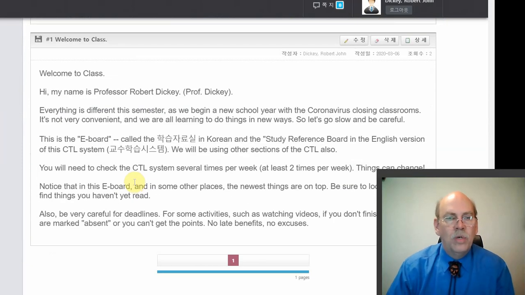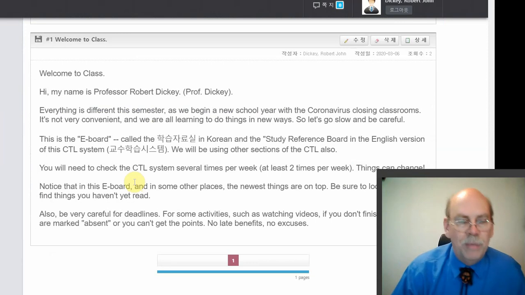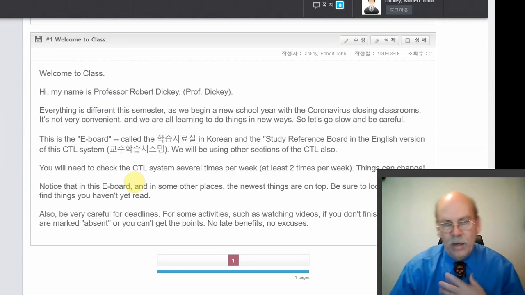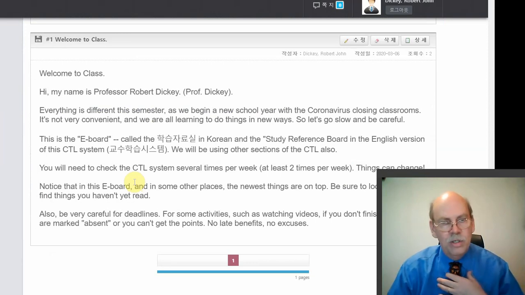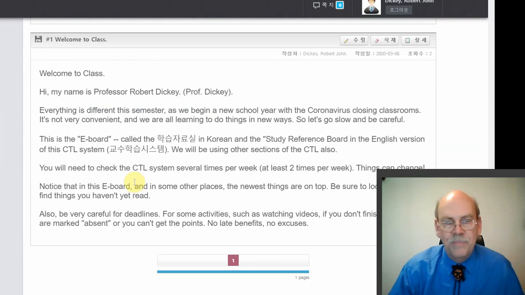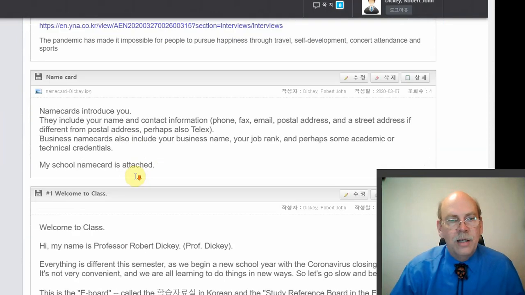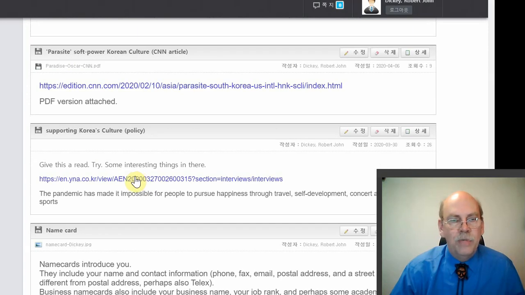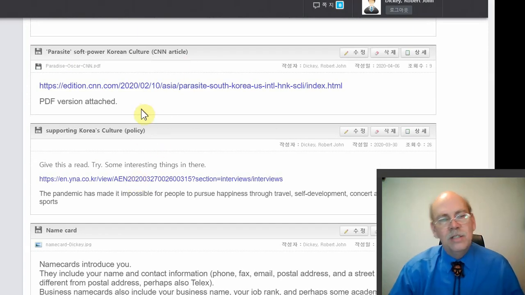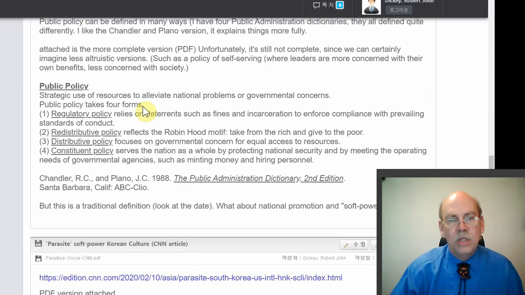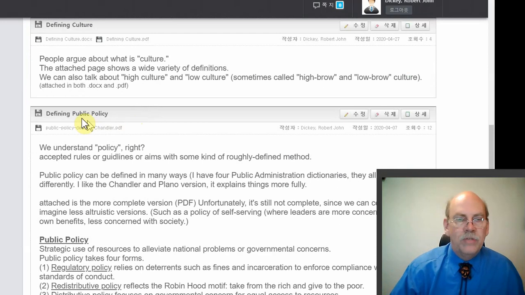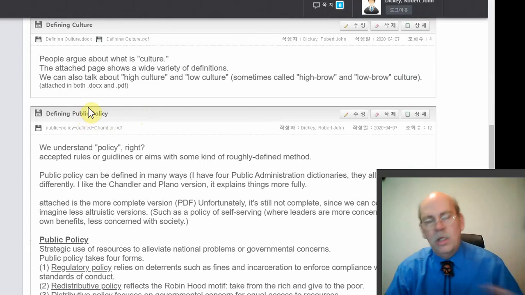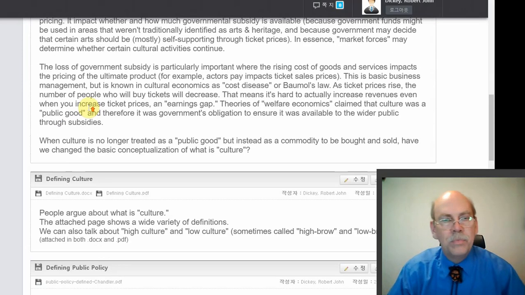From the first one, Welcome to Class, it talks very briefly about the e-board. I call it the e-board, electronic board, the CTL, the Haksap Jaryo Shil. Please take a look at that. Then there's the name cards I mentioned previously. There's a couple of short readings I mentioned previously. Fine, that's not my focus for this mini lecture. We have something on defining public policy that we'll come to in about 10 minutes.